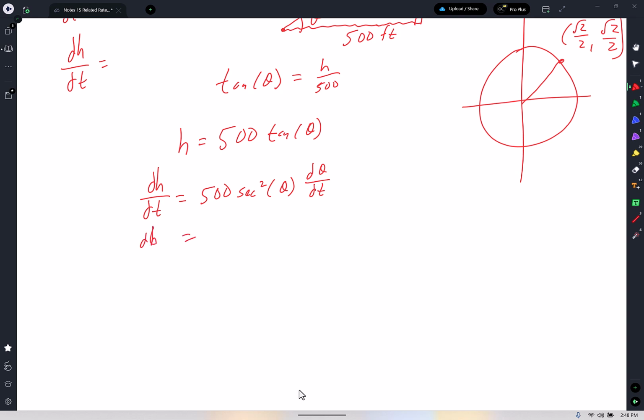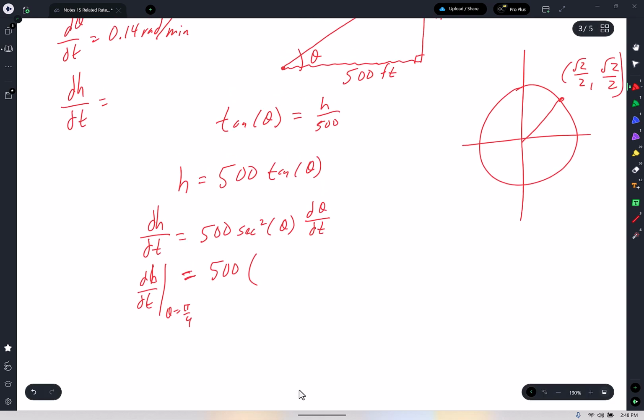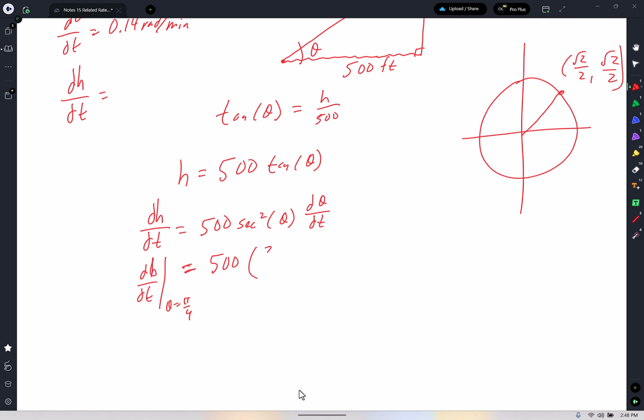So look, here it is. dH/dt when theta equals pi over 4. You don't have to put that, but it's nice if you do. 500 parenthesis secant, the reciprocal of cosine. And cosine is square root of 2 over 2, so I'm going to write it as 2 over square root of 2, close it squared. Is anyone confused by that?